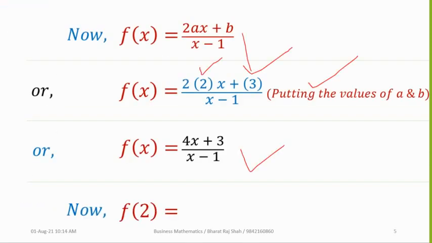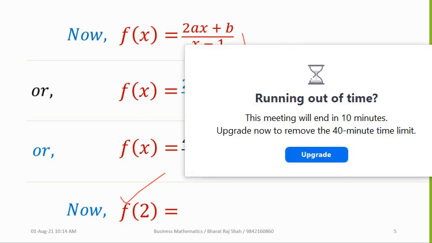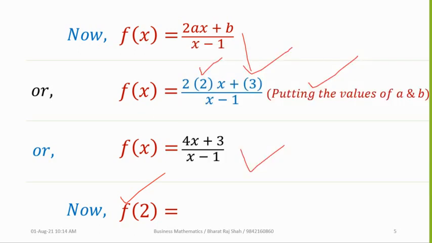So what shall we do next? What does this mean, f(2)? How will you read f(2)? Can anyone say? We shall read it like this. f means functional value, and bracket 2 means the functional value at x is equal to 2. Therefore on the RHS, we are going to put the value of x as 2.